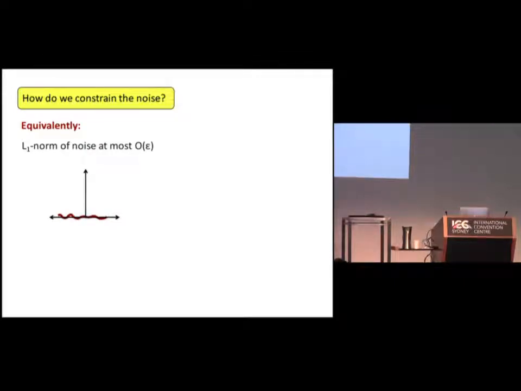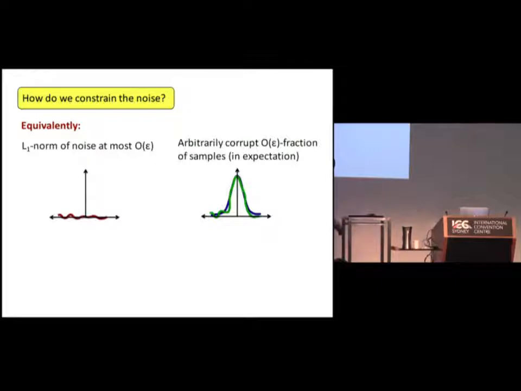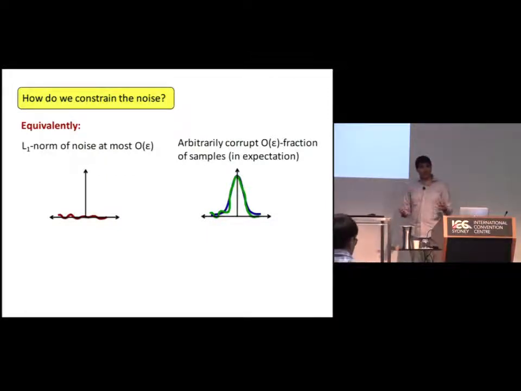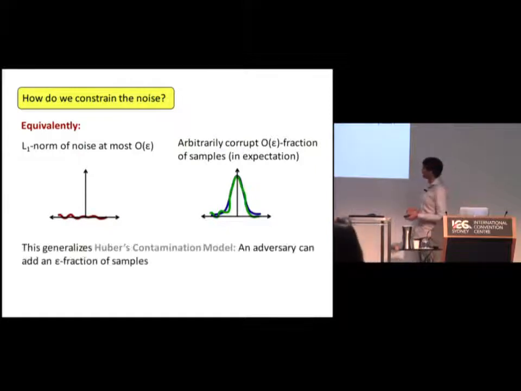And one thing we can do is constrain the L1 norm of this noise, just to make sure that it's not too large a norm. But the other thing we can do is think about it instead as follows. If we think about this little red squiggle as being a perturbation of this true blue Gaussian model to this green model that we actually observe samples from, then one way to think about constraining the L1 norm of the noise is that we're really allowing an adversary to take a bunch of samples from our model and then corrupt some epsilon fraction of those samples.